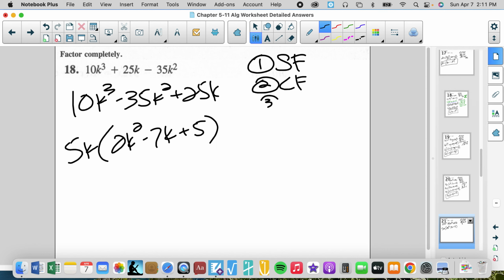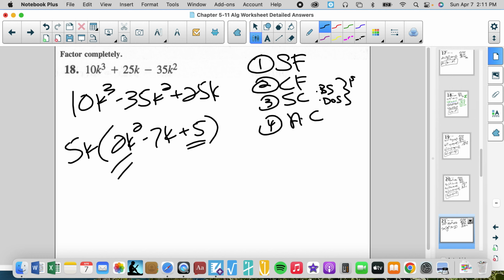And now special case, no. A times c. How do I know that it's not a special case? Because these aren't perfect squares. Binomial square and difference of squares both have first and third perfect squares. So when I want to test for a special case or not, I'm just looking at the first and third. They have to be perfect squares. That's what I'm checking for, and that's a real quick visual.